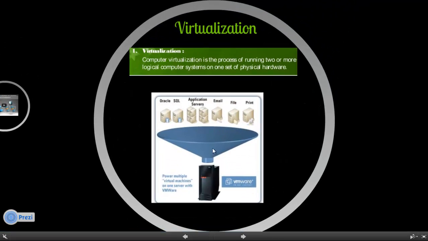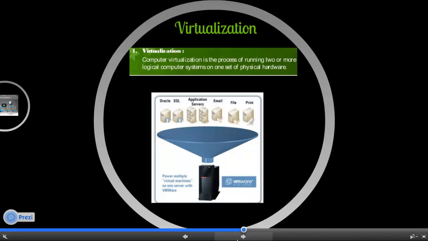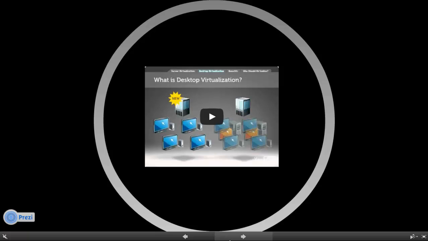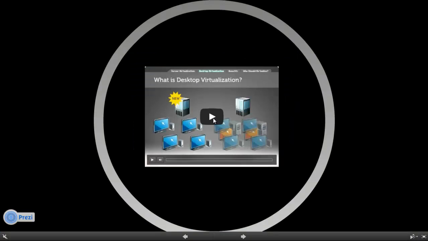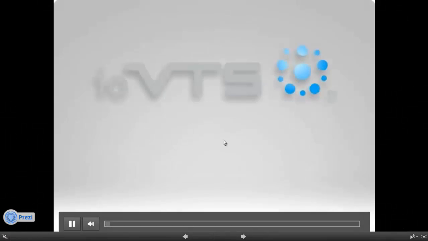See here, Oracle, SQL, application servers, email, file, print, all the servers come under one VMware virtual machine. So you can see how powerful virtualization is. Within one server, all the servers are put in by duplicating the different hardware with software. Now you can see the video so that you can understand more than what I said.